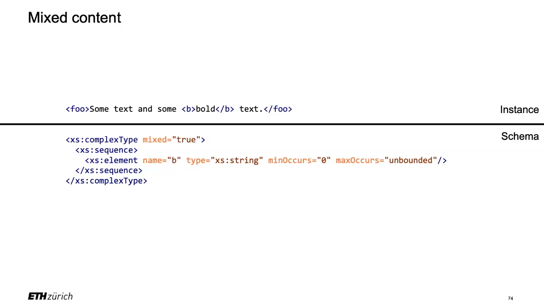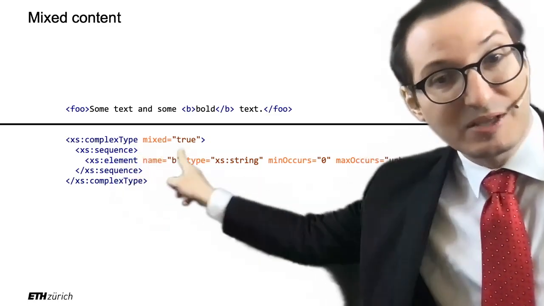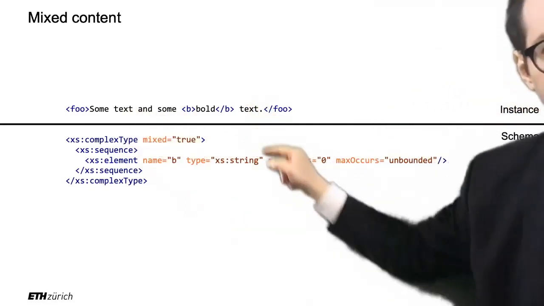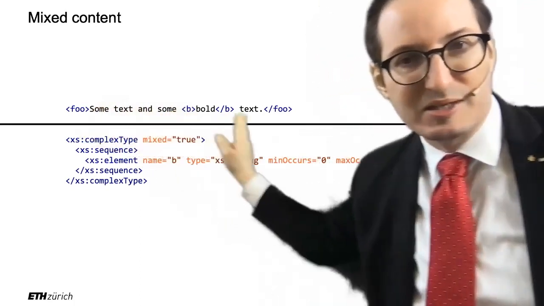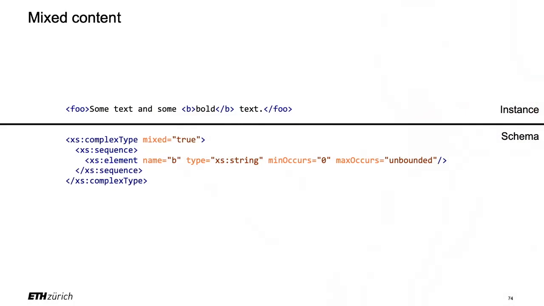And the magic word to allow for mixed is basically mixed true. You see, right here, I just defined the same complex type sequence, but I had mixed true. This is how I allow for some extra text to appear there. If there wasn't mixed true, I would not be allowed to have text here and here. I would only be allowed to have B nested. Who understands this mixed? All right.